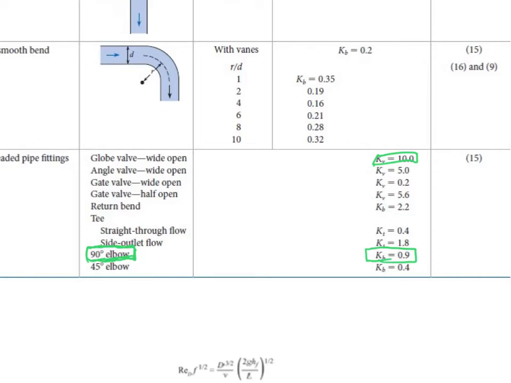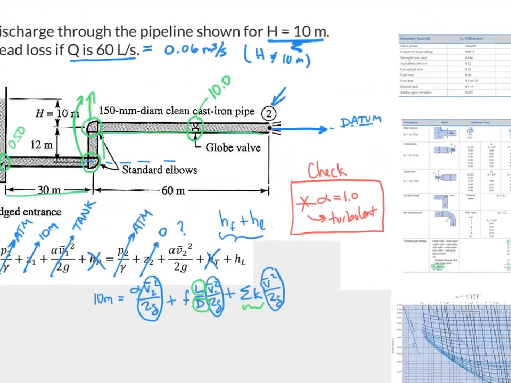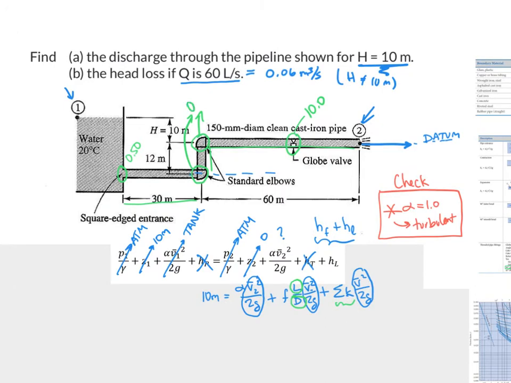If on your exam I give you an elbow, I'll either call it a 90-degree elbow, or I'll say this particular elbow has a K of blah, blah, blah. Okay, so those both have a value of 0.9. So let's go over here, and we'll say 0.9 and 0.9.